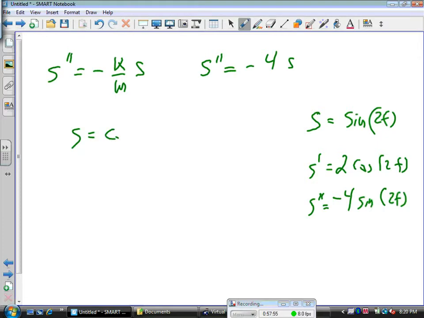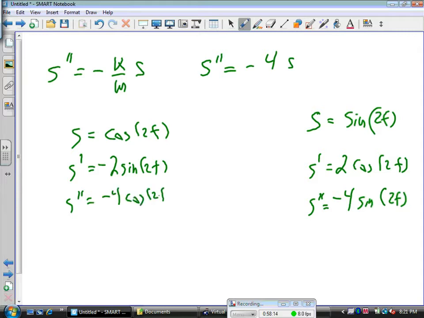No, I could have done this. Because s prime is what now? Negative 2 sine 2t. And s double prime is what? Negative 4 cosine 2t. So whatever you put here, you got its square out here, and you do get the negative s also, negative cosine u. Right? So s double prime is negative 4 cosine 2t, which is in fact negative 4 times what I started with, cosine 2t, or vice versa if you had sine 2t.